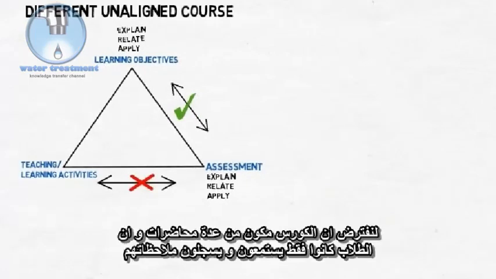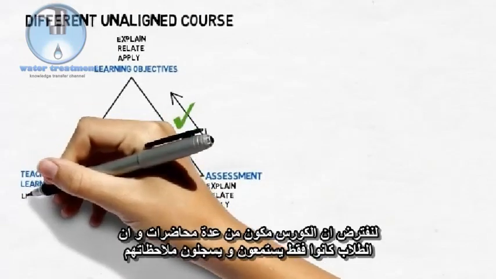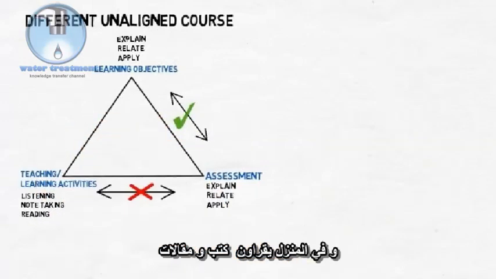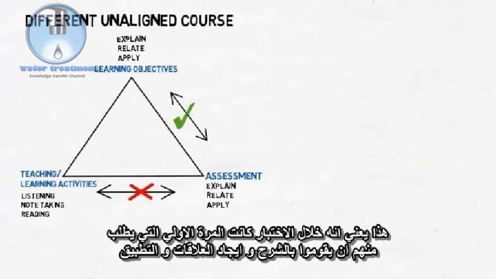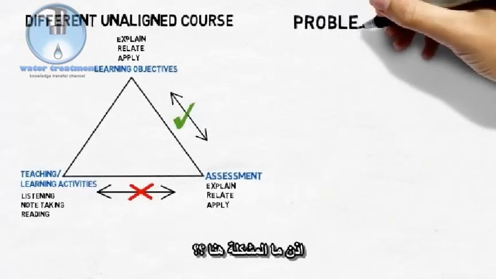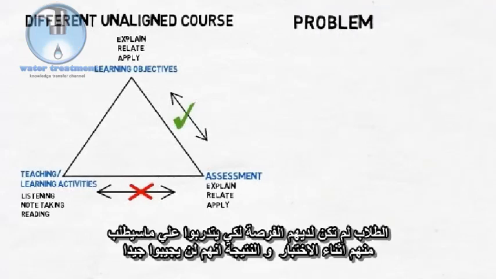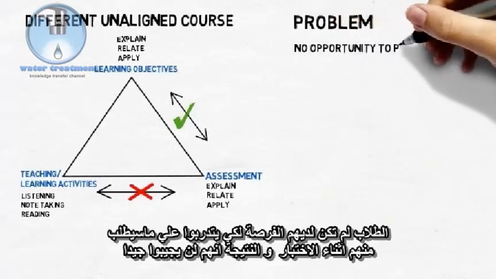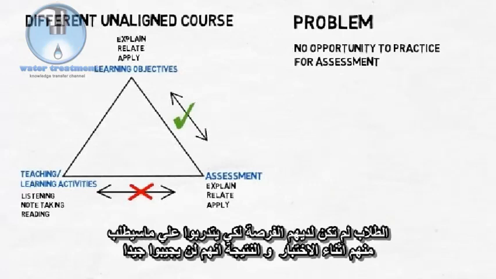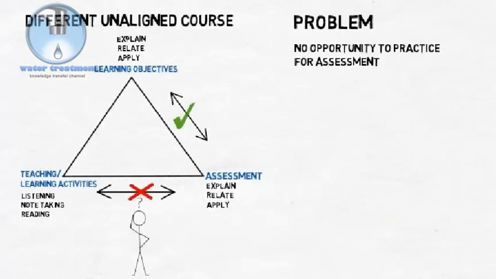Let's say the course consisted of a series of lectures, and what students were actually doing was listening, taking notes, and at home reading books and articles. This means that during the assessment, it's the first time that students are expected to explain, relate, and apply. So what's the problem here? Students haven't had the opportunity to practice what they are supposed to be able to do for the assessment, and chances are that they won't do very well.